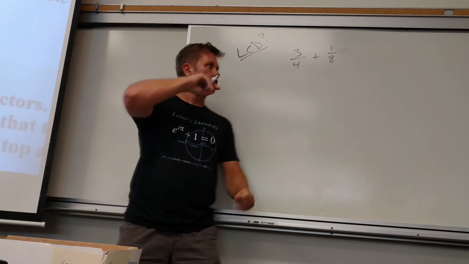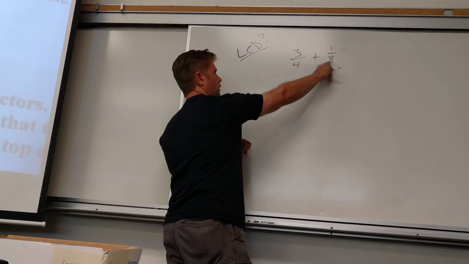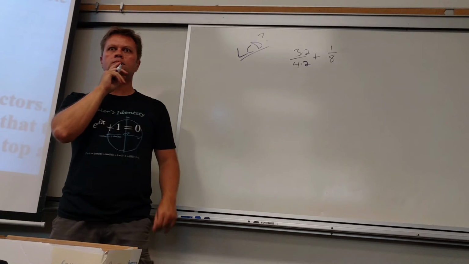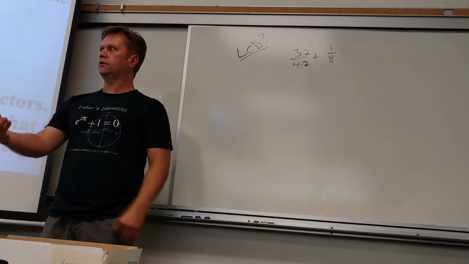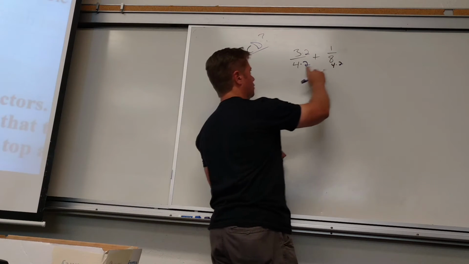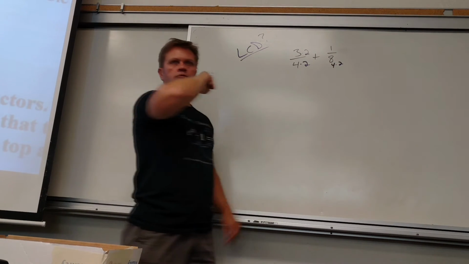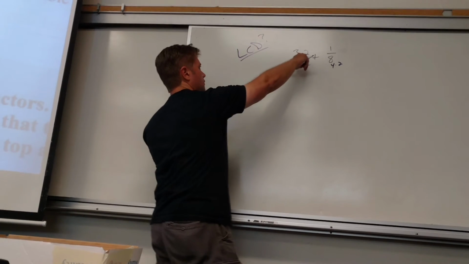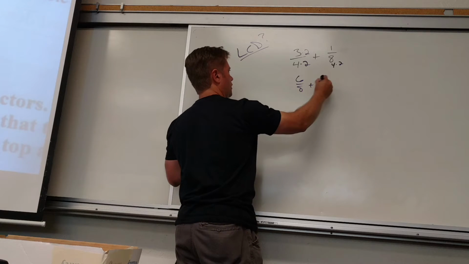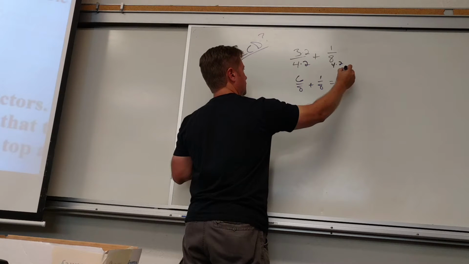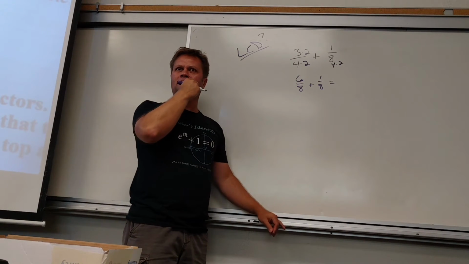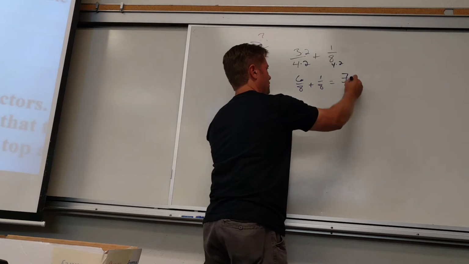Okay. So what do you multiply this by to make it become over 8? 2. So to make it legal, you do top and bottom. So I'm giving it what it's missing. Because 8 is 4 times 2. This only had a 4, so I gave it the extra 2. So now I get 6/8 plus 1/8, which is 7/8.